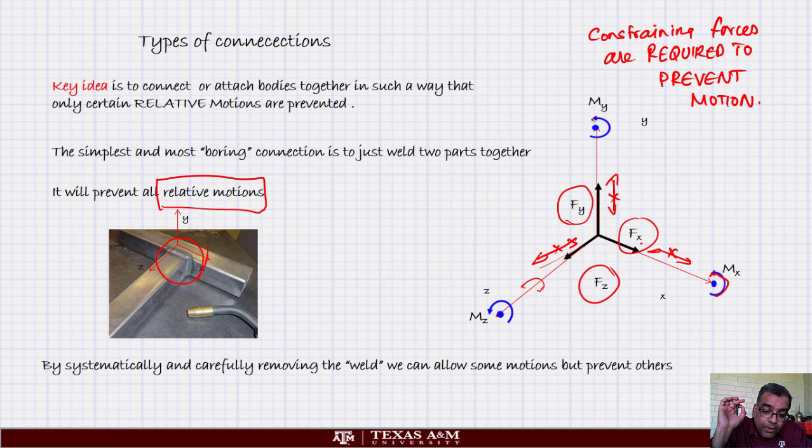Okay, so this is a very important idea. So constraint forces or reaction forces or restraining forces are required to prevent motion. Very good. By systematically and carefully removing the weld, that is by removing certain of these things, we can allow certain motions. That's the basic idea. Okay, so let's look and learn how this works.